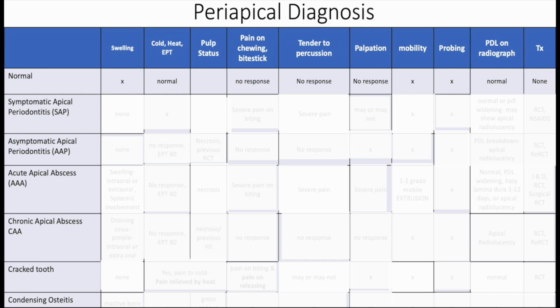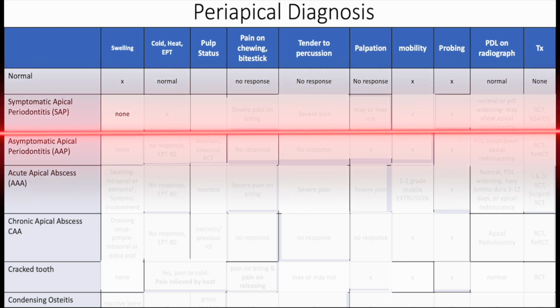First one being symptomatic apical periodontitis. If it's a periodontitis, you will not see a swelling. The reason for swelling is abscess. If there is no swelling, then there is no abscess. That means it's periodontitis. Periodontitis versus abscess. If swelling, acute apical abscess. No swelling but pus draining out, chronic apical abscess. But no abscess, that means it's periodontitis.